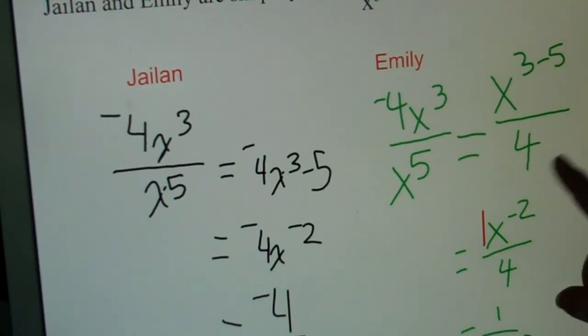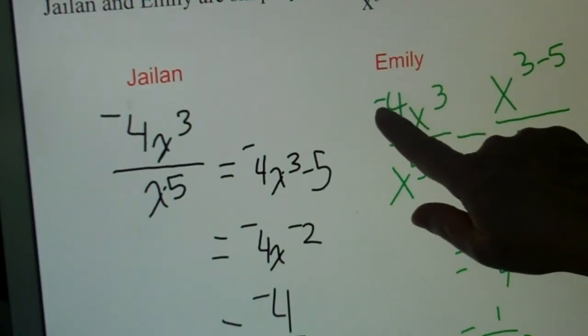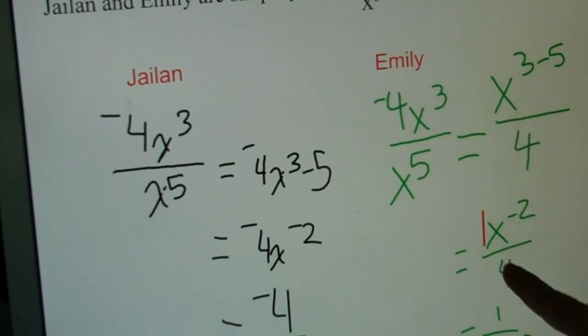So Jalen was correct. Emily moved the 4. A negative number is very different from a negative exponent. Negative numbers stay. Negative exponents do not. Okay? Any questions? See me tomorrow. Write them down, please.